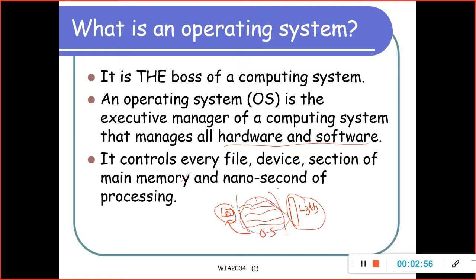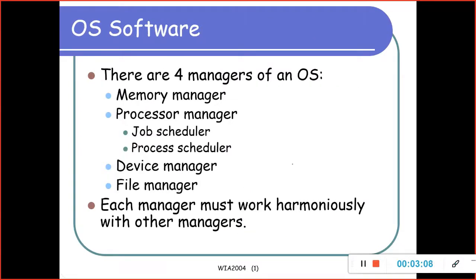So this OS controls everything. It controls every file, device, section of main memory, and nanosecond of processing. Basically, in a computer, you have memory, RAM, and processor. There are four managers of an operating system.